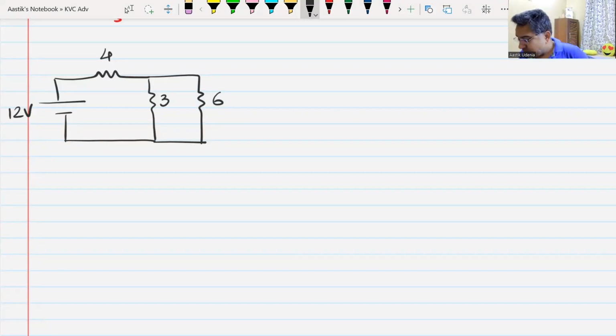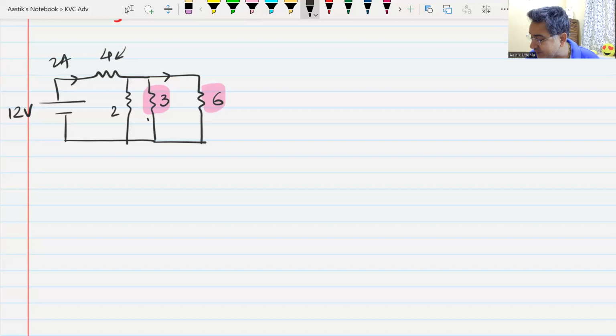So how are we supposed to do this? This 3 and this 6 are in parallel. So how much does it become? 2, sir. This becomes 2. So take them off and just put 2. Any kid can do this. 12 volt. Total resistance is 6 ohms. Current will be 2 amperes. So what will be the potential? The current would be 2 amperes like this.